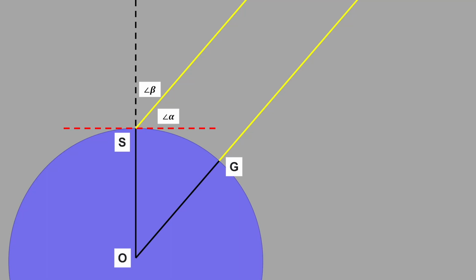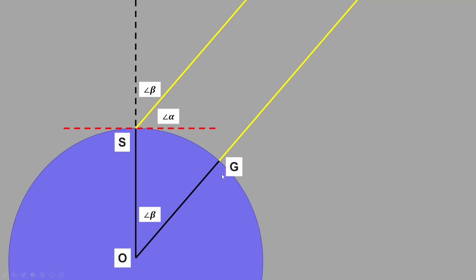Well, that comes from the fact that the stars are an enormous distance away, such that the light coming from the star is arriving at the observer and at the GP in parallel lines. So those two yellow lines are parallel. What we can do is move that angle beta down to be at the center of the Earth. And now what we have is a sector of a circle. And that's how we'll work out the distance over the surface between the observer at S and the GP at G.